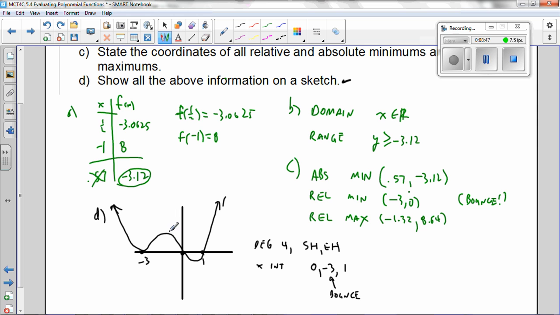And now let's put these other things on here. This relative maximum was negative 1.32 and 8.64. And this, the absolute minimum, is 0.57 and negative 3.12. And that's dandy. All right, last example.